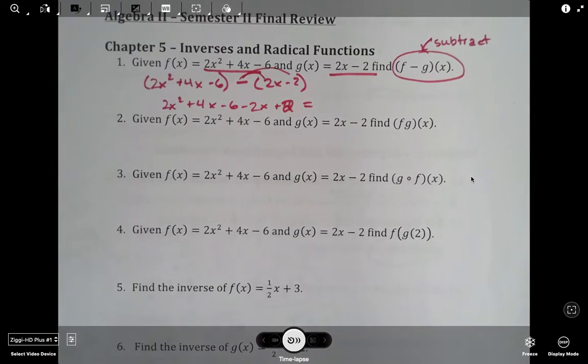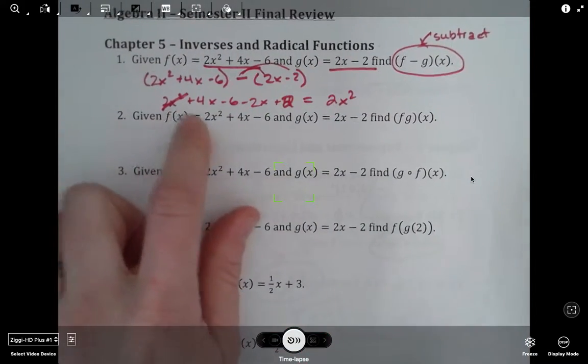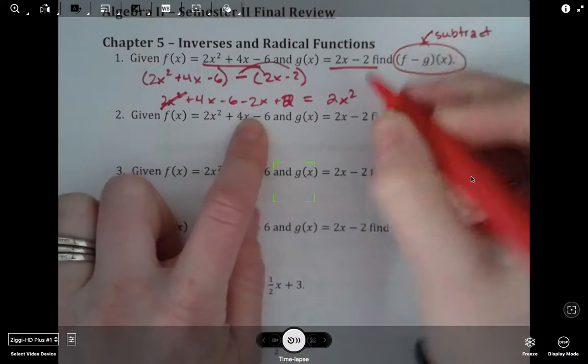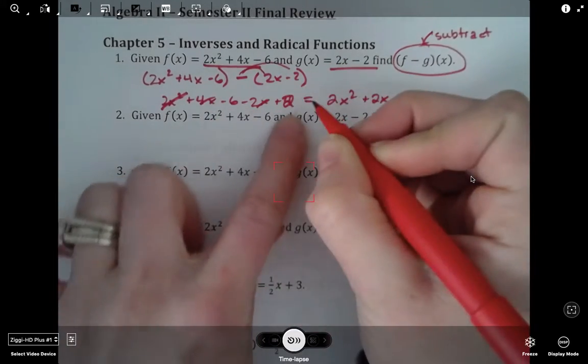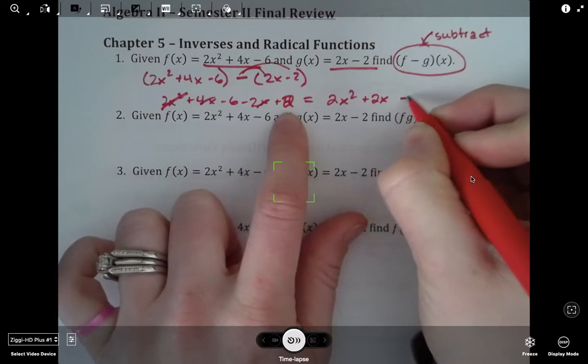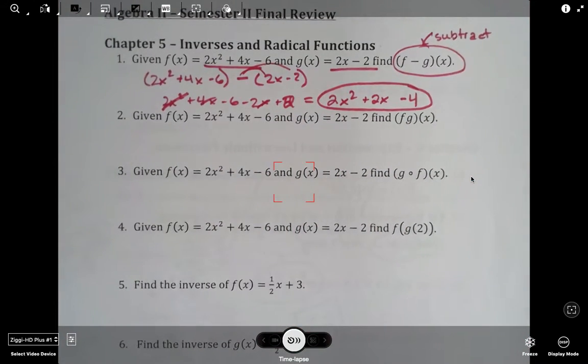Combine like terms. Yep. So 2x squared is the only square. He's done. I cross him off. 4x minus 2x is another just 2x. And negative 6 plus 2 is negative 4. And that is it. Okay, good?